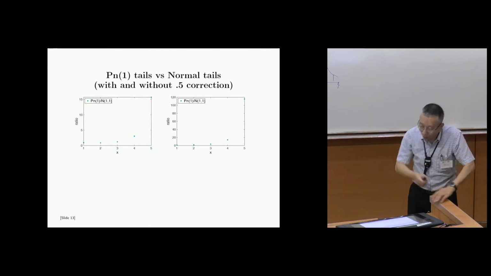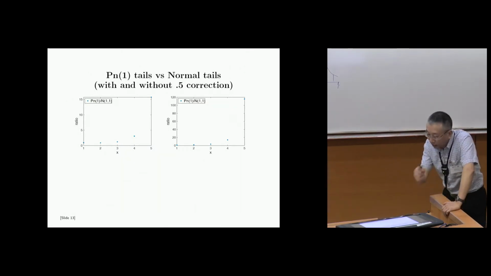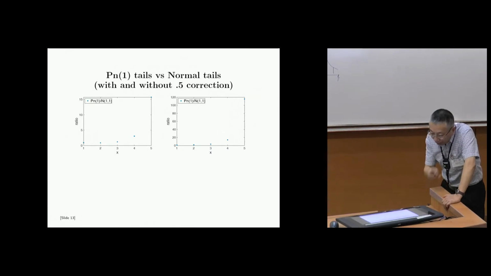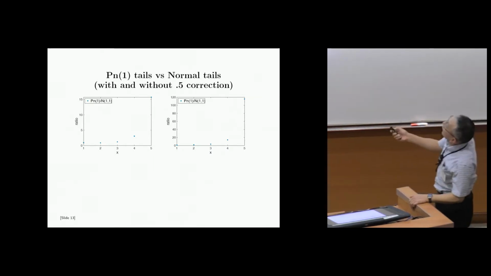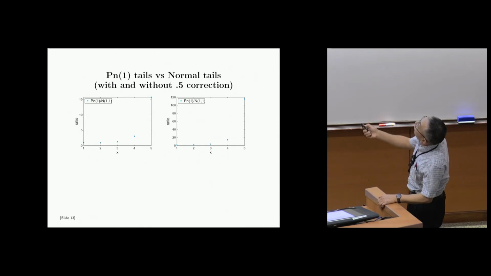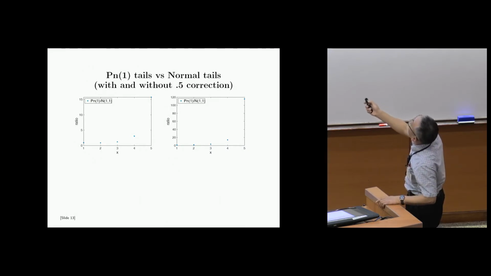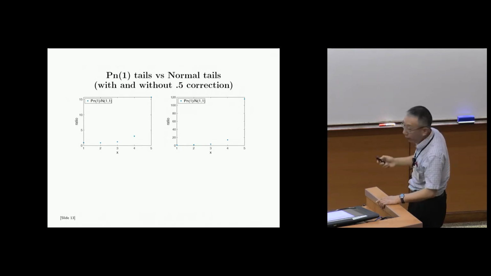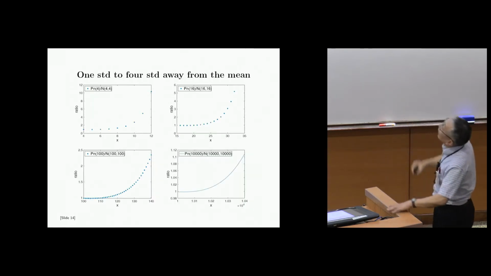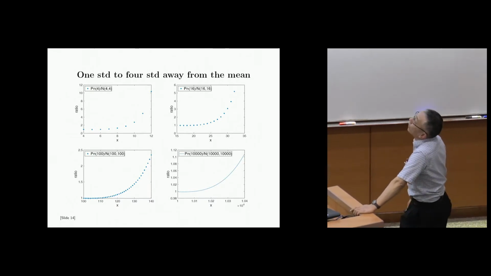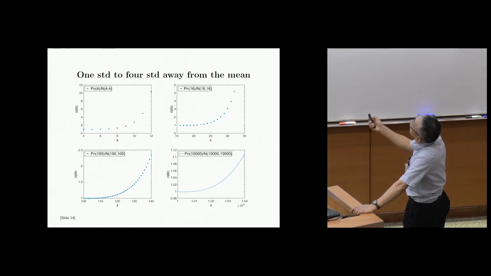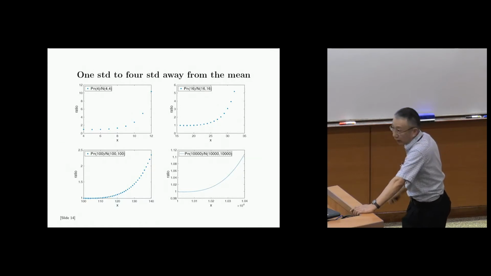So then I look at the tails of Poisson and normal. You look at these 2, and you will see there is acceleration of the tail probabilities against normality with 0.5 correction. Without 0.5 correction, then that's even worse. So this acceleration is very fast, you can see, to the 5th standard deviation away. And then if you look further down, 1 standard deviation to 4 standard deviations away from the mean, you can see that this acceleration is reduced and tamed when this Poisson parameter is getting bigger and bigger.